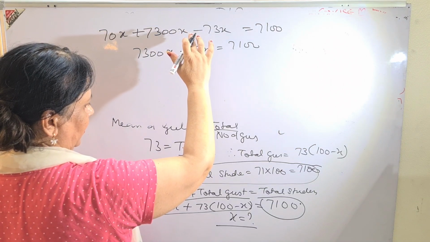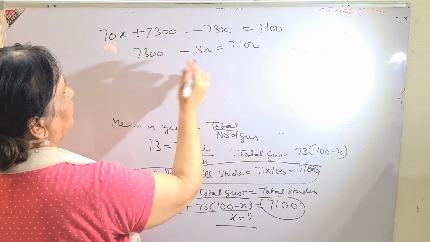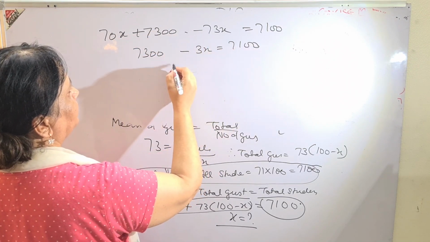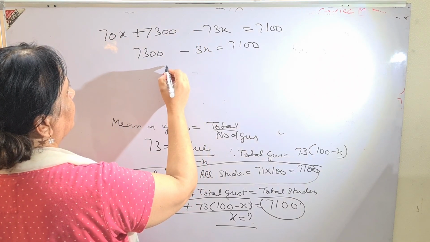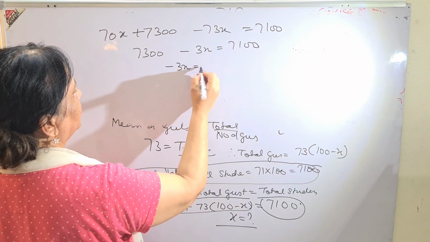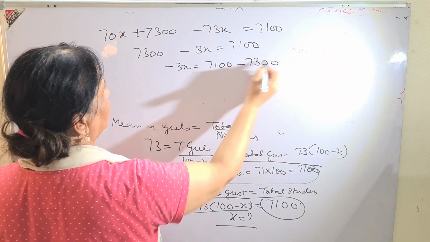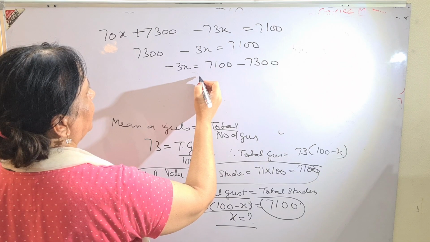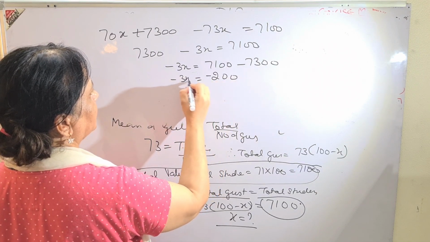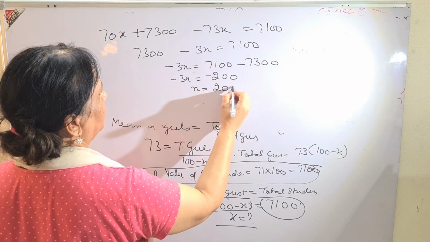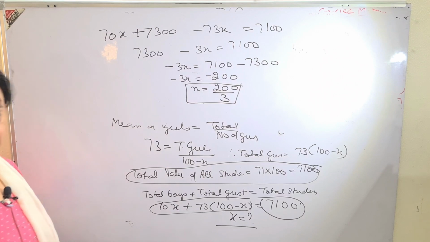7300x minus 3x is equal to 7100, or you will get minus 3x is equal to 7100 minus 7300, or you will get minus 200, so minus 3x equals minus 200, or x is equal to 200 upon 3. This is x, but x cannot be in fraction.